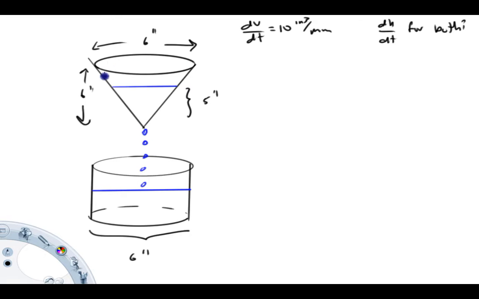The top of this is cone shaped and has the following dimensions: 6 inches wide, 6 inches tall. The bottom is cylindrical in shape, with a 6-inch diameter. Coffee is pouring from the cone to the cylinder at a rate of 10 cubic inches per minute.